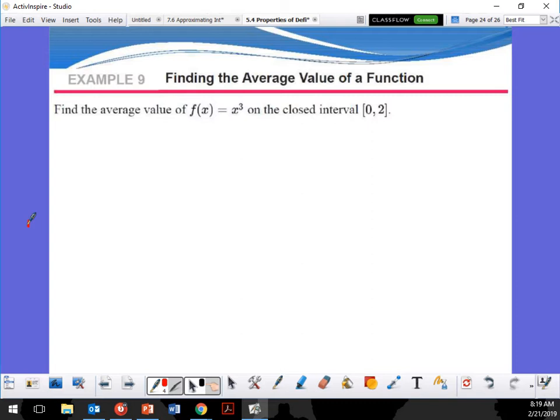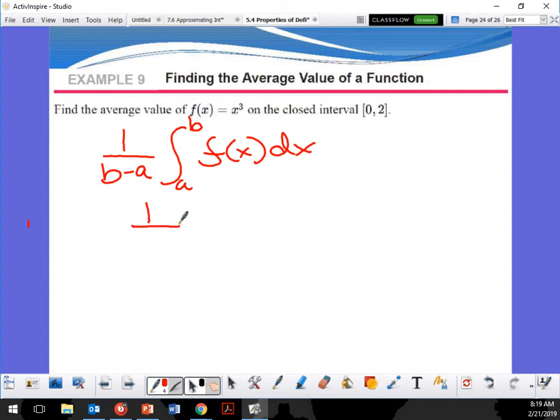Okay, are you ready? So if it's 1 over b minus a, the integral from a to b of f of x dx. Plug in. What is it going to be? 1 over 2 minus 0, from 0 to 2 of x cubed dx. So it's going to be 1 over 2, so 1/2. Where did x cubed come from? It came from right here.